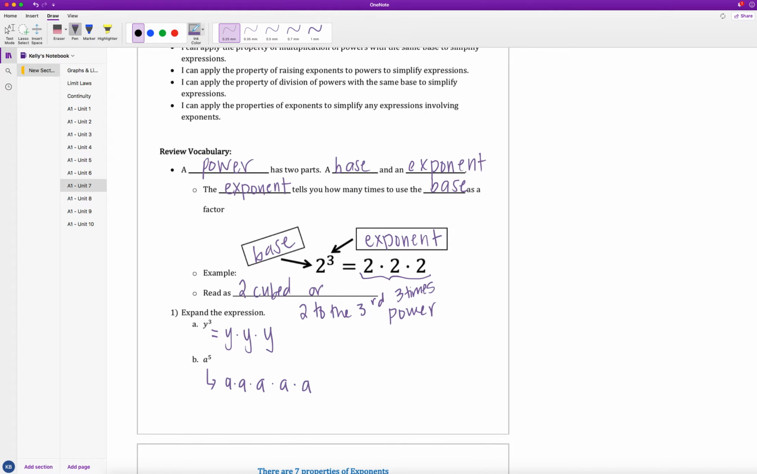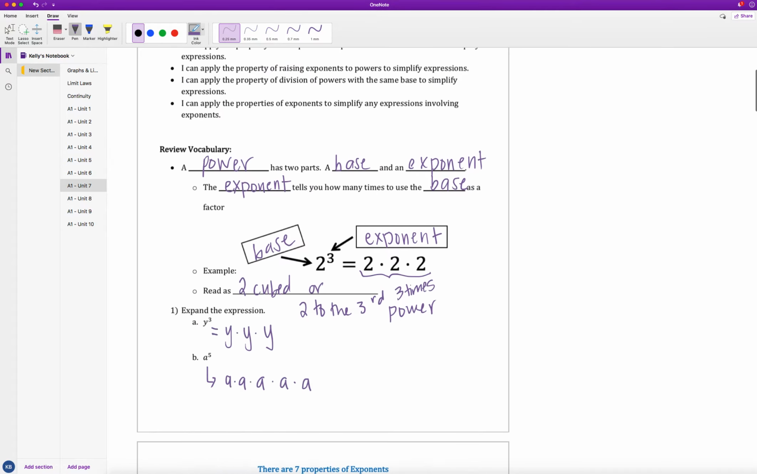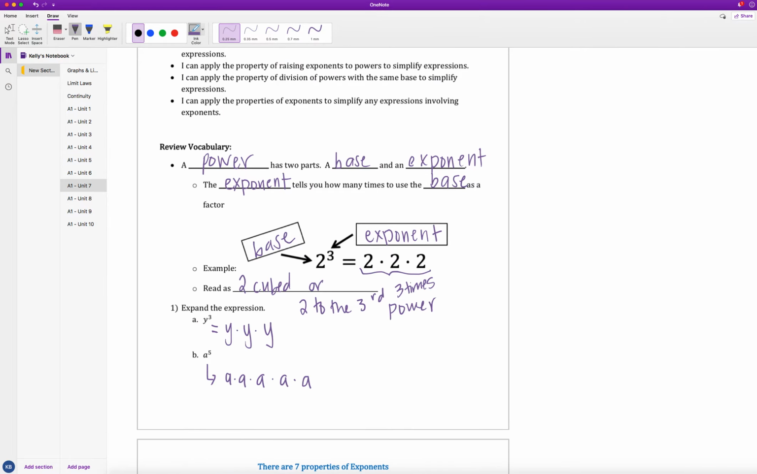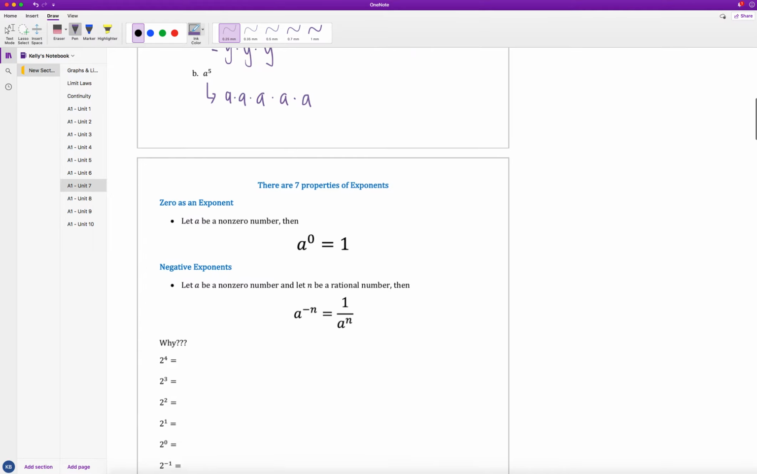And as you can see, it's a lot more cumbersome to expand out the expression, which is why we have the shorthand for exponent, so that we can condense down our expressions as much as possible. But it's important to understand, well, what do those exponents really mean, and how can they help us in other problems? Okay. There are 7 properties of exponents.